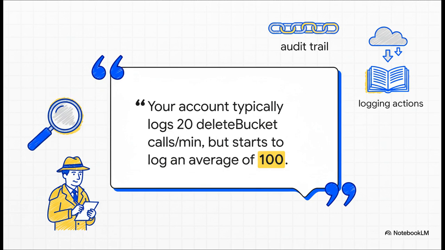To really get a feel for CloudTrail Insights, imagine this scenario. Let's say your account normally sees, I don't know, maybe 20 S3 bucket deletions per minute. Then, all of a sudden, that number jumps to an average of 100. Whoa. Is that a runaway script? Is it an attacker? Insights doesn't wait for you to find that needle in a haystack. It brings that anomaly right to your attention.